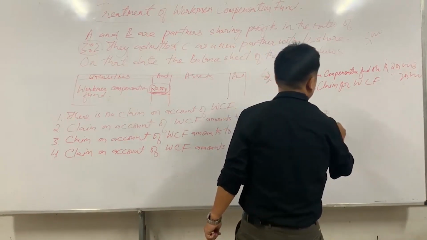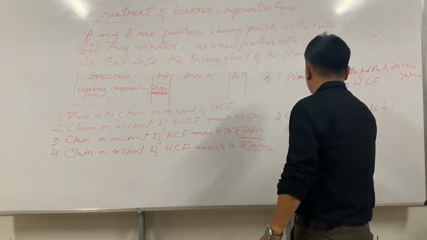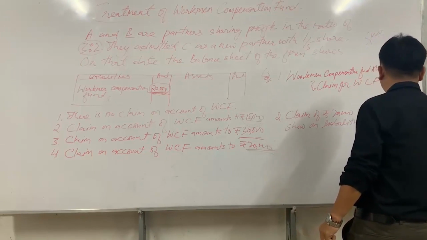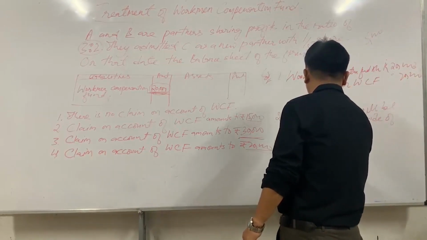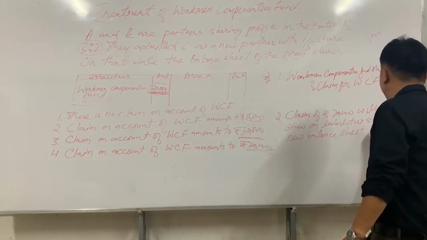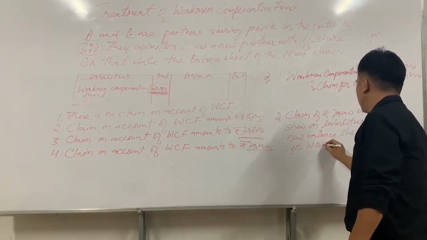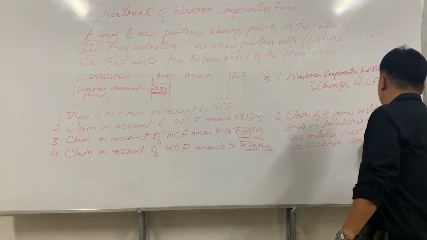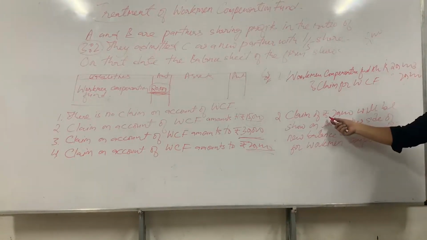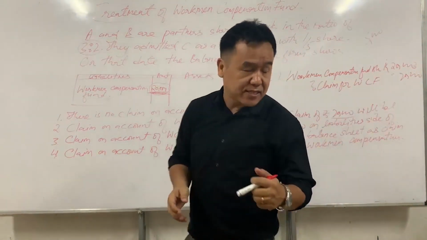Again, the claim of rupees, how much? 20,000 will be shown on the liabilities side of the new balance sheet, as we will write claim for workmen compensation. Okay.